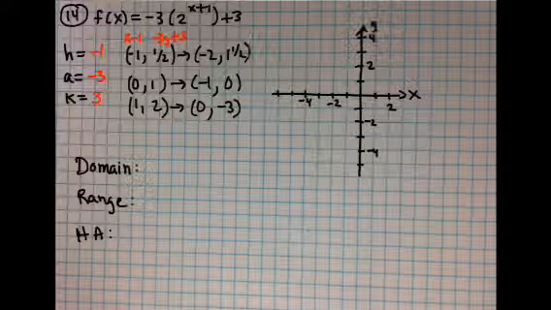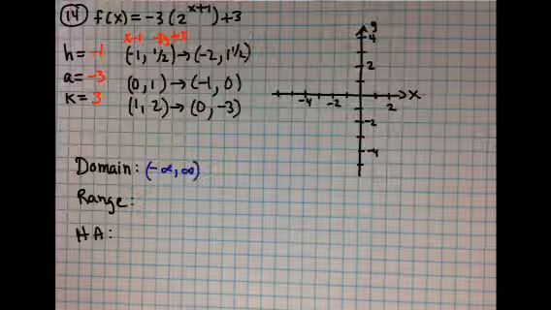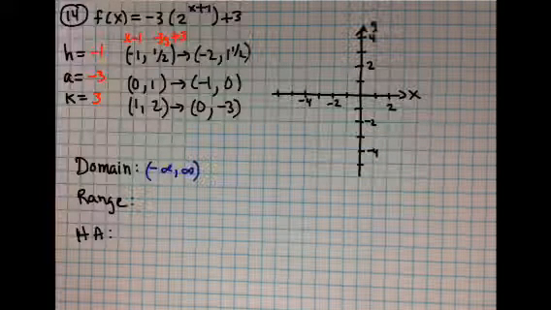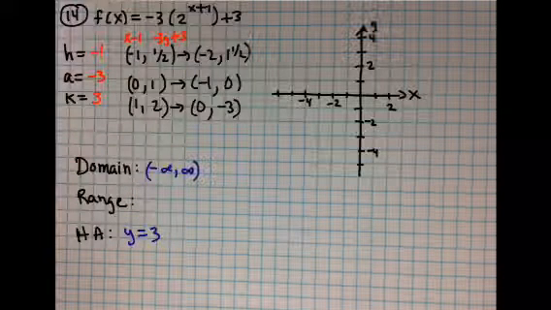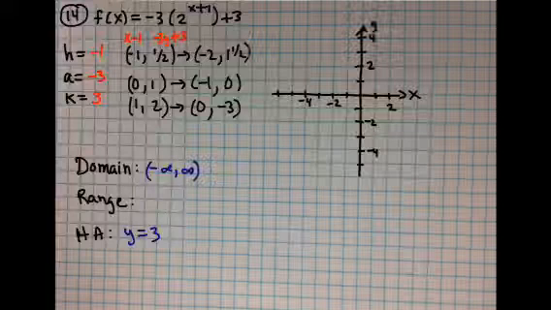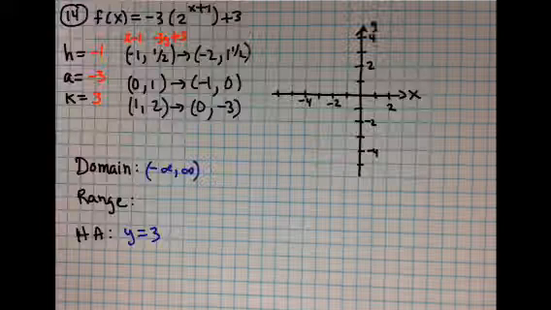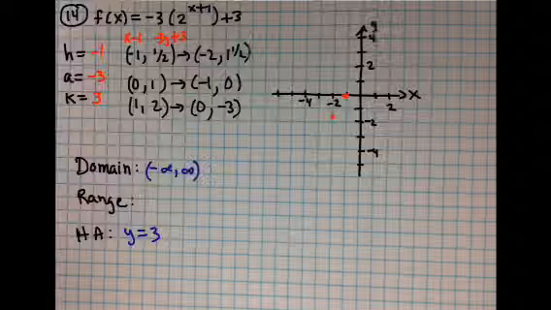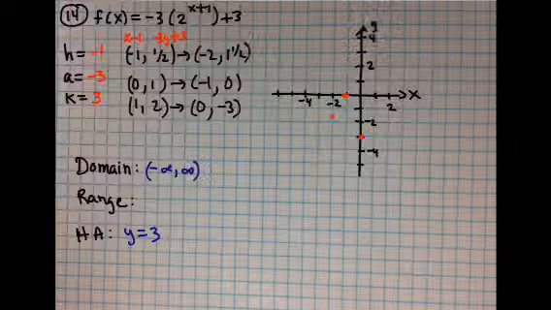So the domain is all reals, so I'll write it like this time. The range, well, we'll do that when we graph it. And then the horizontal asymptote is y equals 3 because that's the k value. Okay, so let's plot the points. Negative 2, 1 1/2, so that'd be about here. Negative 1, 0, and 0, negative 3 would be here, and this one would be positive 1 1/2. So negative 2, positive 1 1/2 is right here.